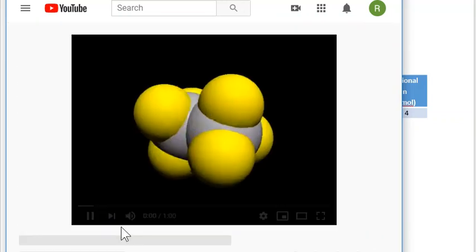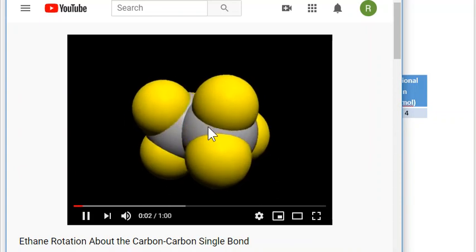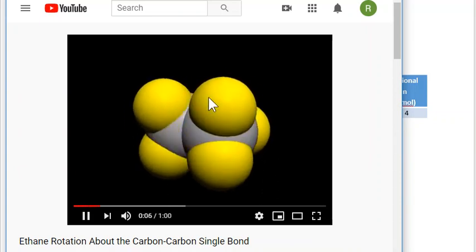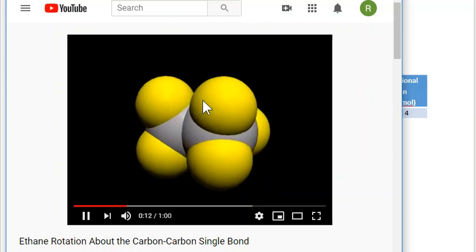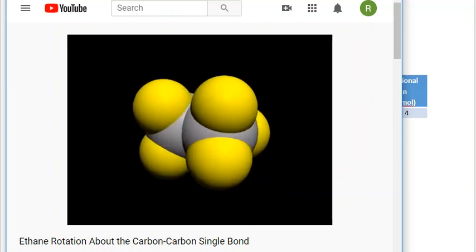That's why we see that when we get an eclipsing interaction, this molecule is more likely to change. It just doesn't want to be in that eclipsed interaction. It doesn't stay there very long. It's high energy, but the staggered conformation is lower in energy.